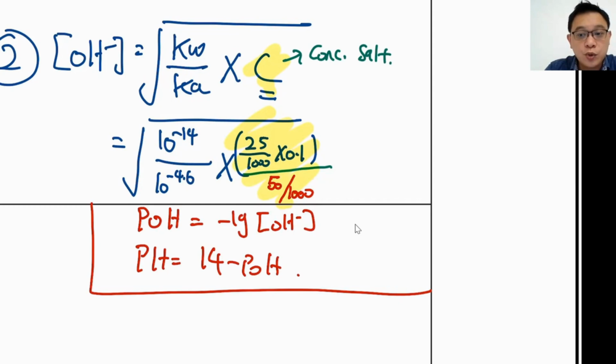One student asked me, the total volume is 50 and not 55. 55 is the final one. This is the equivalence point. At the equivalence point, you just add in exactly 25 cubic cm of NaOH and 25 cubic cm of acid. Total is 50, not 55. 55 is the ending. Equivalence, neutralization, is 50.